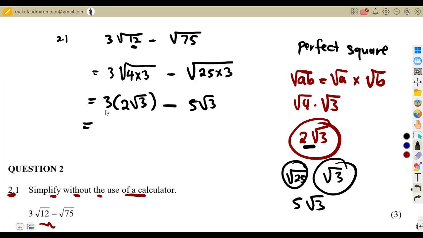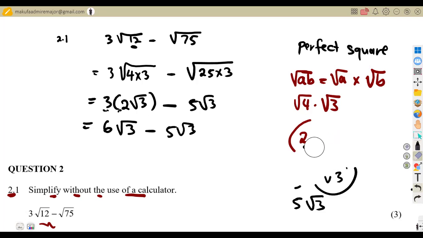So we can simplify 3 times 2. The numbers under the square root can multiply each other. That's 6 square root of what? Square root of 3. So this is going to be 6 square root of 3 minus 5 square root of 3. So this is the idea that I was talking about.